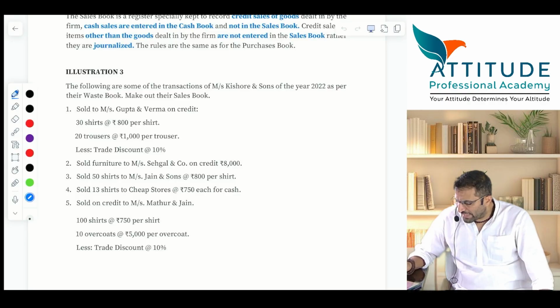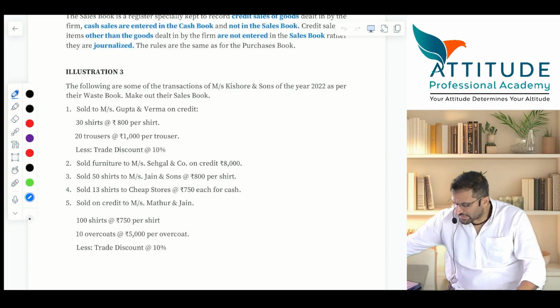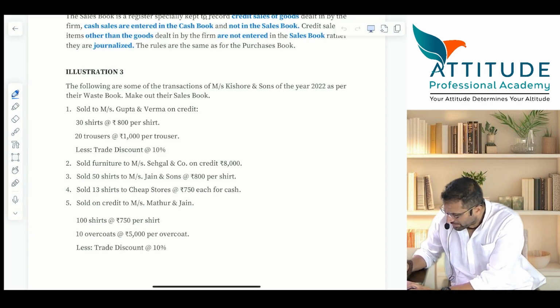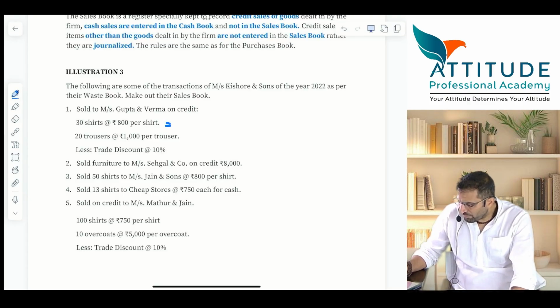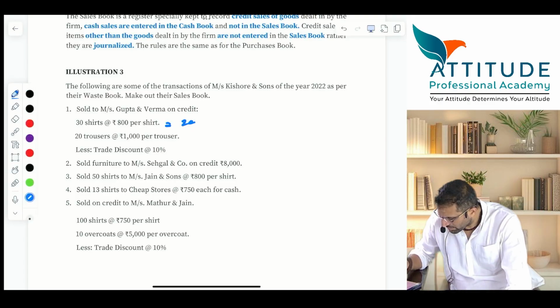Sold goods to Gupta and Verma on credit. Will this come or no? Please answer. It will appear. Correct? So how much does this come to? 30 into how much? 24,000.